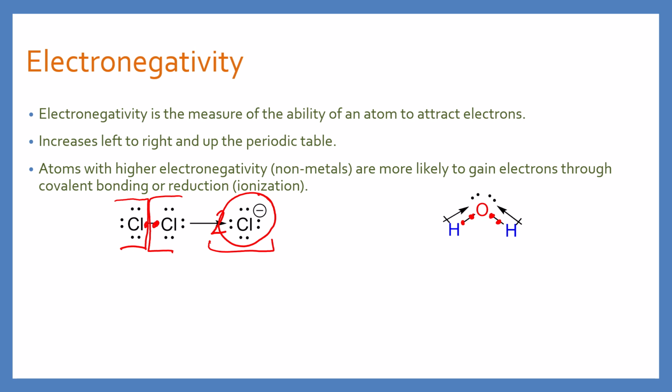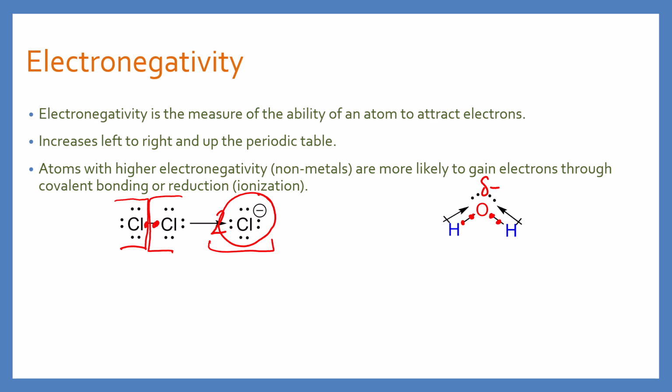These electrons are more likely to be found on the oxygen atom because the oxygen atom is much more electronegative than either of the hydrogens. So oxygen is going to have a greater electron density than either of the hydrogen atoms. One way that we can show that is to use these dipole arrows. Another way is to indicate that oxygen has a partial negative charge.